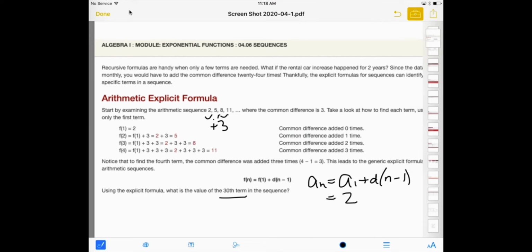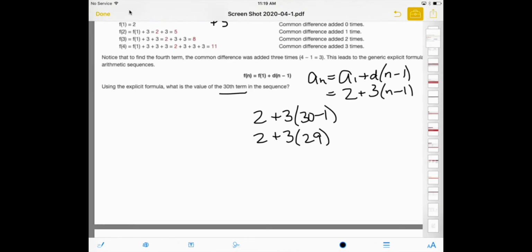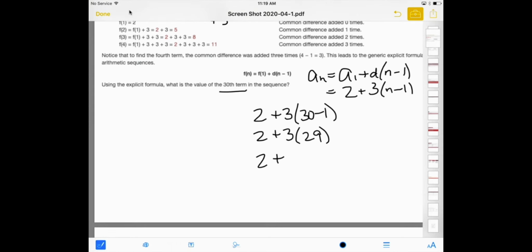Well, in order to set this up, I want to take the first term, which we said was 2, plus the difference, which is 3, times n minus 1. But in this case, we're looking for the 30th term, so instead of n, I'm going to go ahead and plug in 30. So I'm going to move it over to the side a little bit. I get 2 plus 3 times 29, or 30 minus 1, which ends up being 29. And then I do want to make sure that I multiply first. So I get 2 plus 87, because that's what 3 times 29 is, and then I add to get 89. So the 30th term in this sequence, if I keep going, is going to end up being 89.